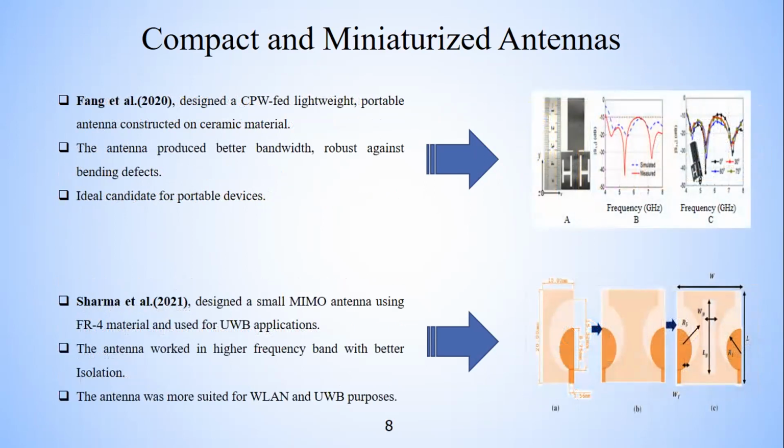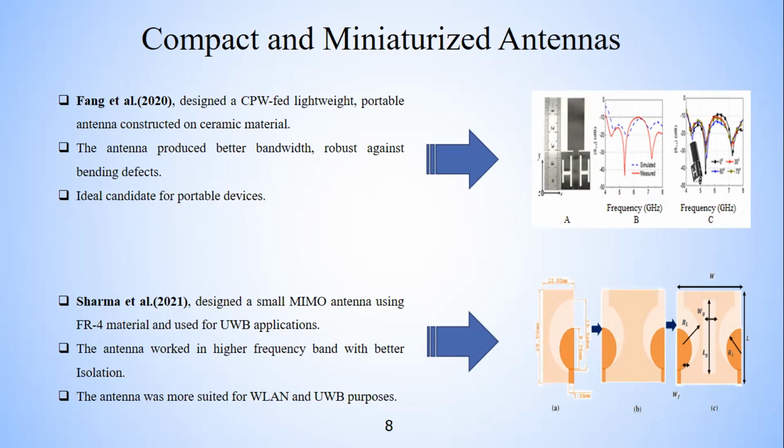Then Fang designed, again using the same feeding technique, coplanar waveguide, a lightweight portable antenna constructed on ceramic materials. Actually, it is a flexible kind of substrate. The antenna produced better bandwidth, and it was robust against bending defects. I mean, they could bend the antenna in different degrees. This antenna was an ideal candidate for portable devices.